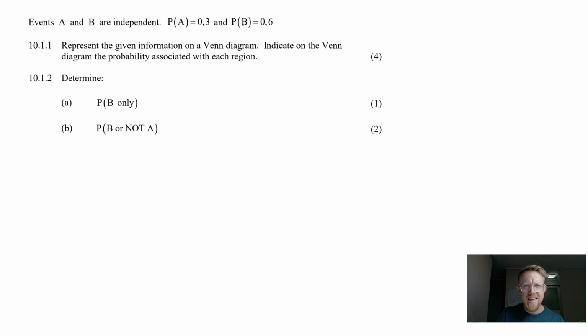Events A and B are independent. They give us the probability of A and the probability of B. First question, represent the given information on a Venn diagram. Indicate on the Venn diagram the probability associated with each region.